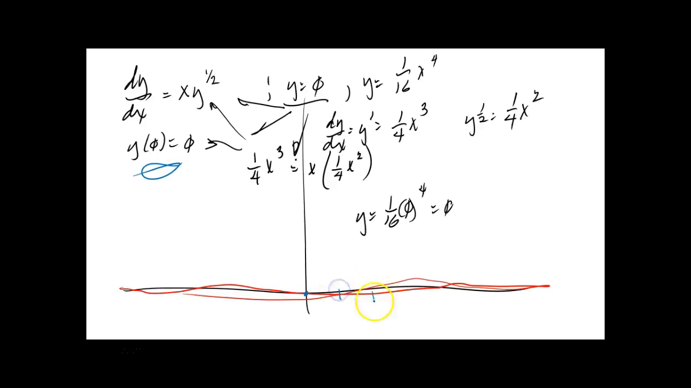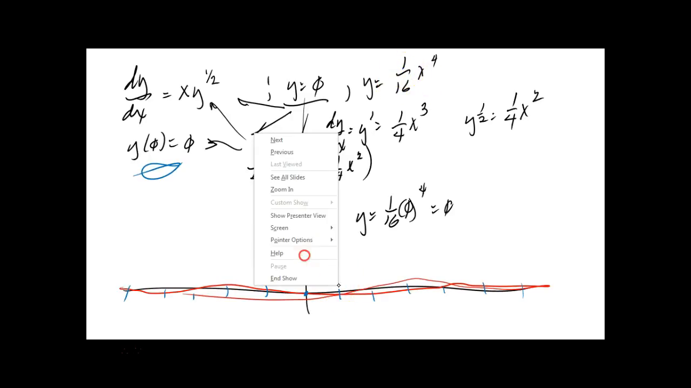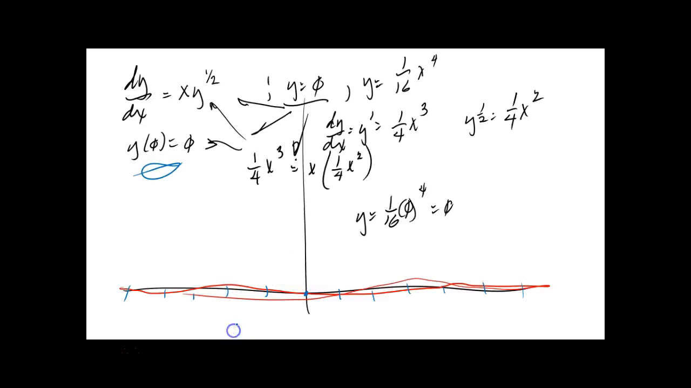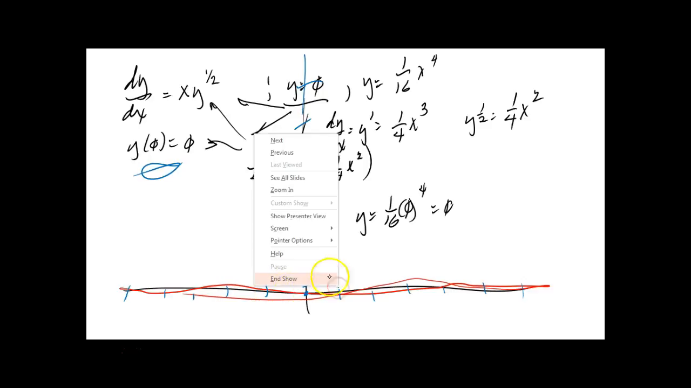Let's do 1, 2, 3, 4, 5, 6, negative 1, 2, 3, 4, 5, okay? When x is equal to 1, y is equal to 1/16, okay? We won't need very many. Okay, there's 1/2, 1/4, 1/8, 1/16, right there, okay?